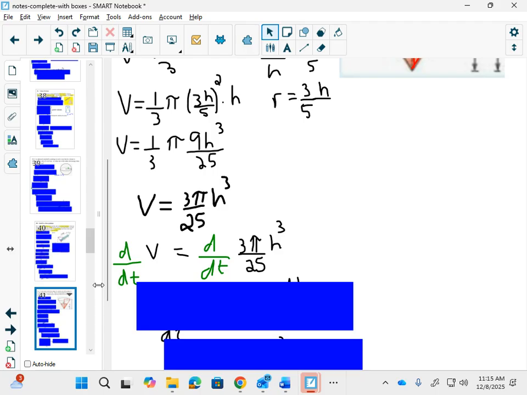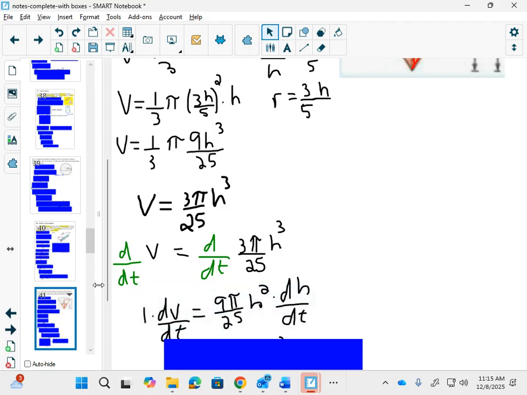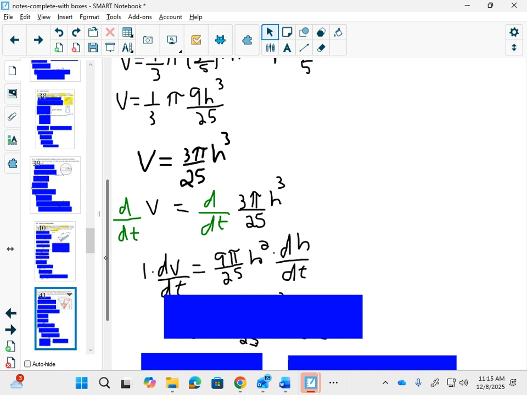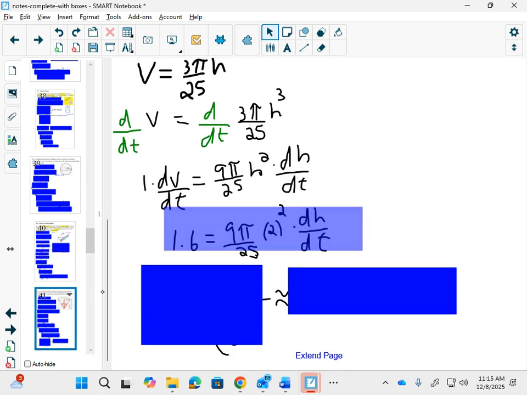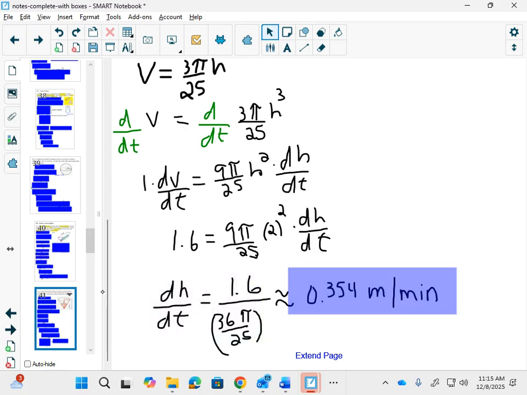Make sure that you take some time every once in a while to review all 22 shortcuts. You will not forget the power rule very easily, because you will use it a lot. 3 comes out in front, subtract 1 from the exponent. dH/dt. Now we wanted to solve for dH/dt. We wanted to find it when the height was 2. We knew dV/dt, and it's just a matter of plugging things in to find our value.